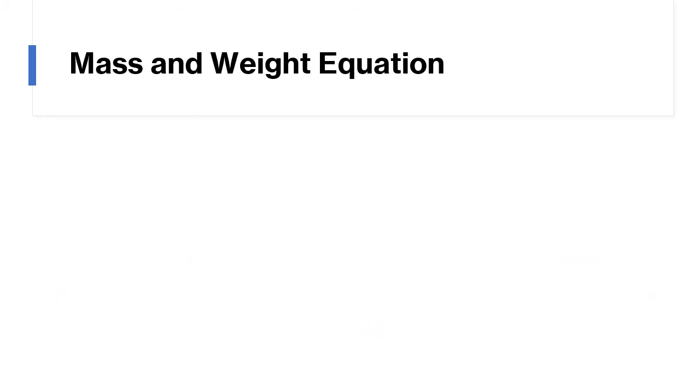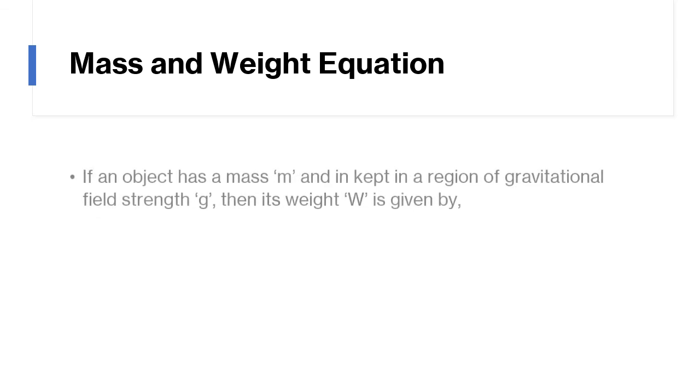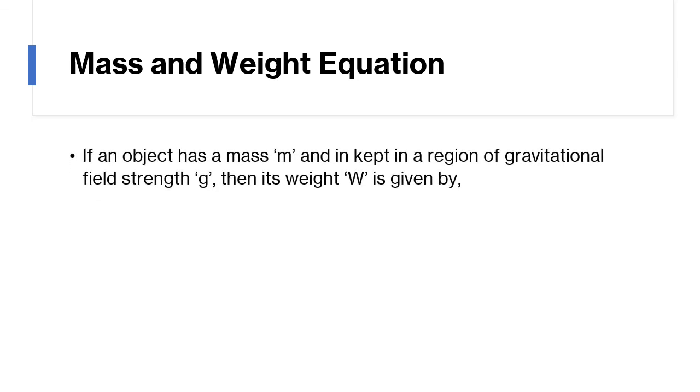So we said mass and weight are different and we gave quite a lot of differences between mass and weight. So is there a connecting link between both of them? Yes, there is a connecting link between both of them. So say I have an object of mass m with me. I'm keeping it in a place where the gravitational field strength, or in simple terms, gravity, is g. In that case, the weight of the object is given by weight is equal to mass times gravity.